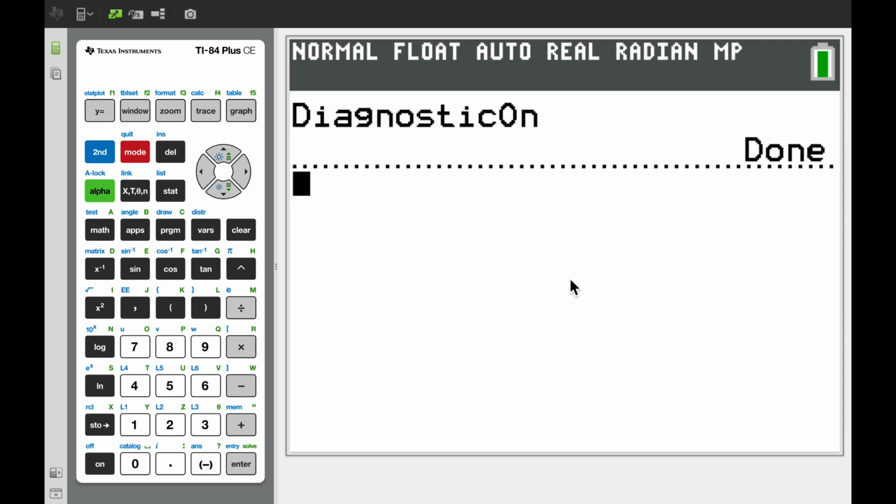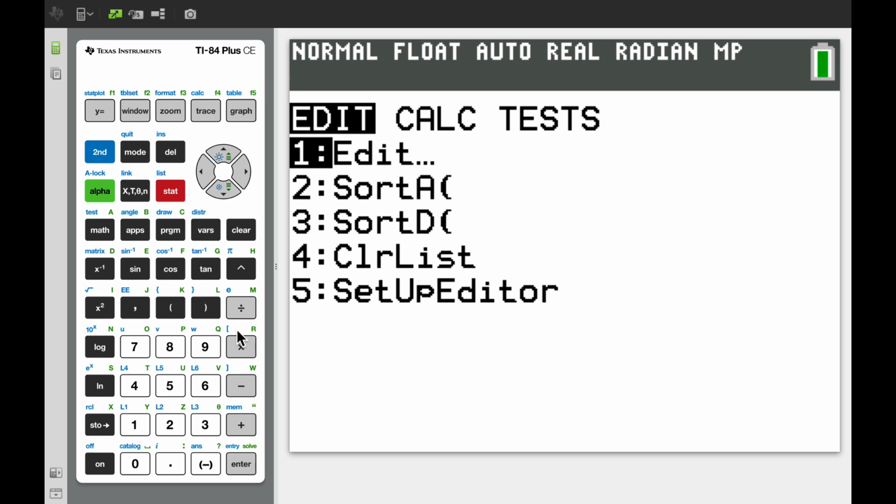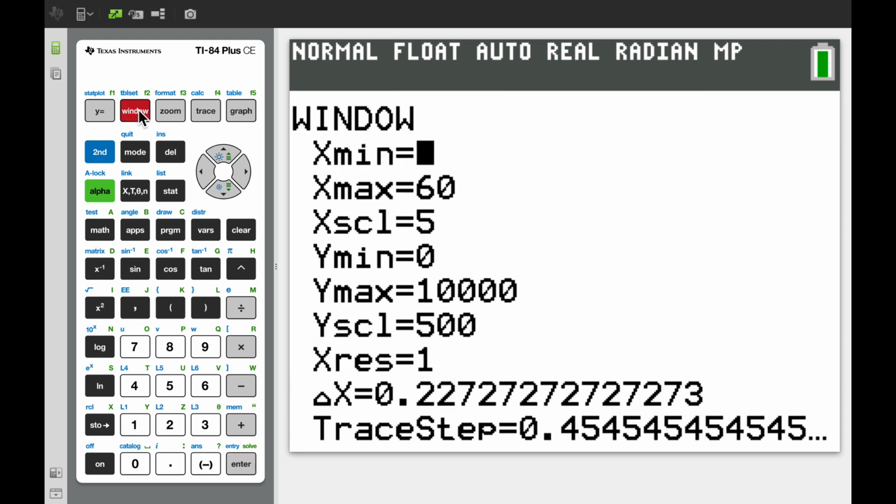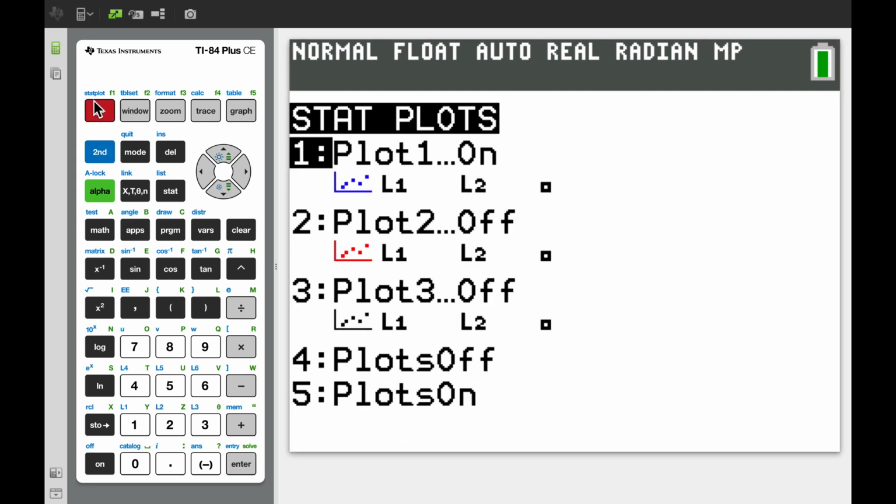So I reset my calculator, I turned diagnostic on, I went to stat and I entered all of my data on the bald eagle, so there's all my data. I went to window and I changed my window to match what the graph is on the paper, so it will look the same. I made sure that my stat plots were on. Okay, so it's got stat plots on.